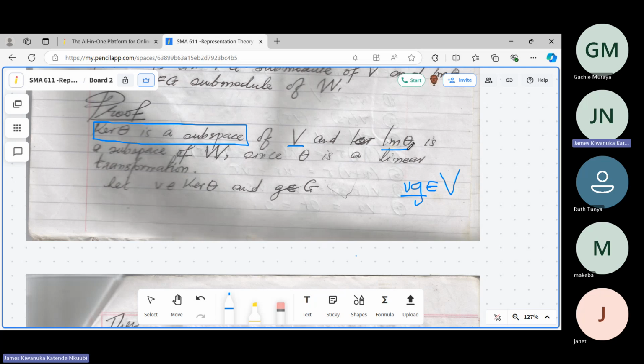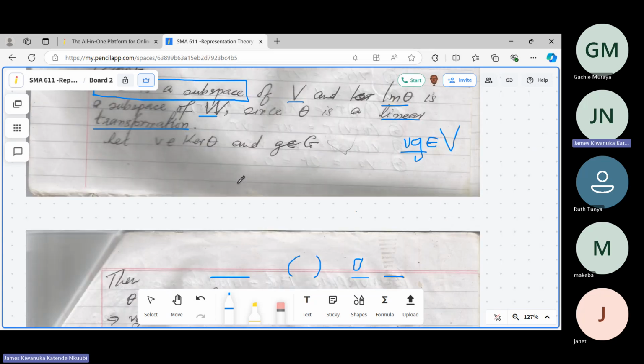We also know, again from linear algebra, the image of theta will be a subspace of W, directly from the fact that the map is a linear transformation. So suppose we pick an element from the kernel and an element from the group.